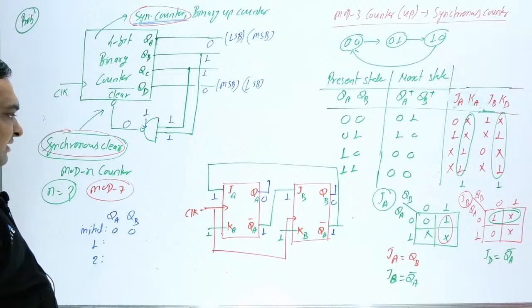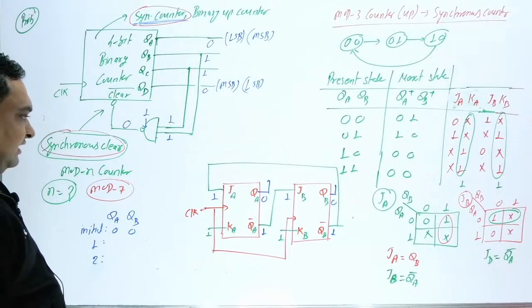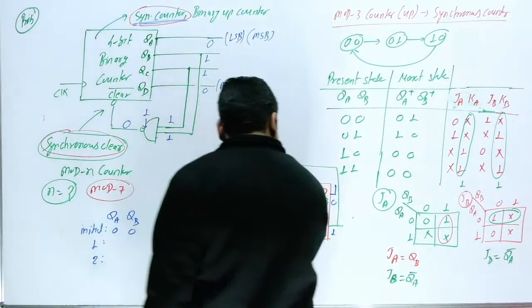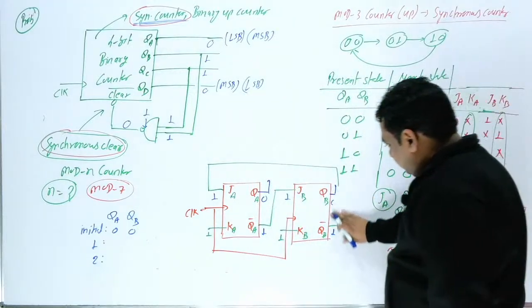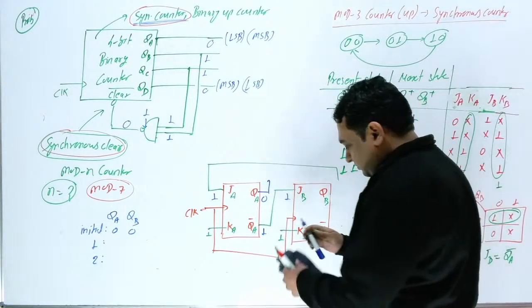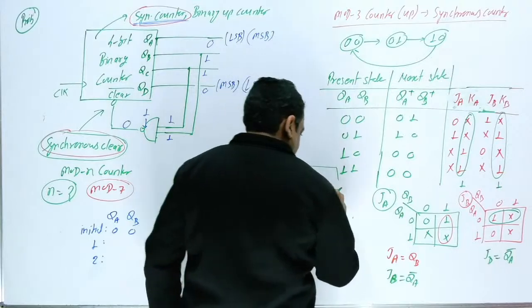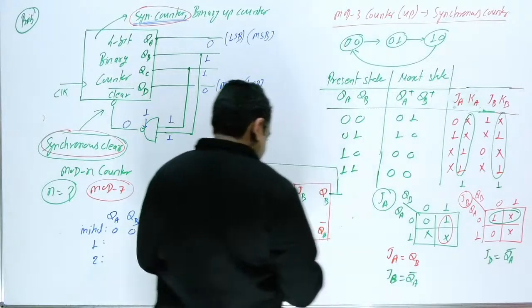So I think there are some mistakes we made. I think yes. This mistake, J is nothing but QB. This is connected with QB. So this is connected with QB. Here you just have to correct this.